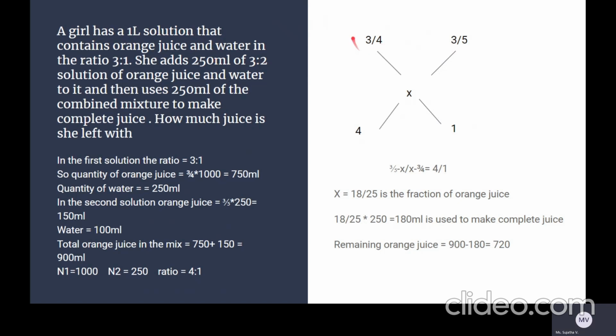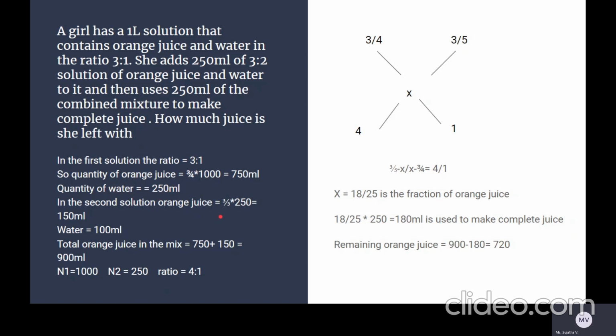So I'm working with the fraction. Before that, a few things have to be done. First solution, the ratio is 3:1, right? And the total overall quantity of the solution is 1000. So how much orange juice is there? 750 ml, right? 3/4 of 1000. You know how to work with ratio and proportion, right? You should know. And therefore the quantity of water is 250.